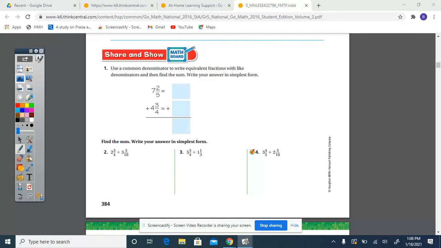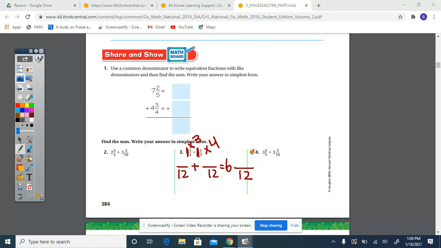First things first, let's draw our blanks. Now you're going to add your whole numbers. 5 plus 1 is 6. Decide what's a common denominator between 4 and 3. That is 12. What do you multiply 4 times to change it to a 12? Times 3. What do you multiply 3 times to change it to a 12? Times 4. So then you're multiplying one numerator times 3, and then the other numerator times 4.